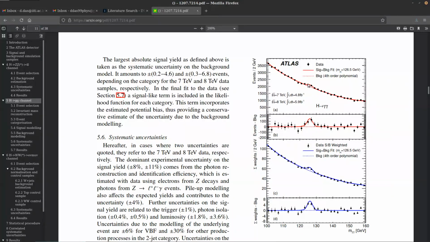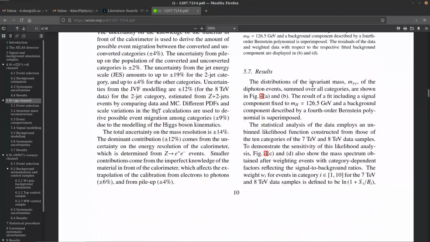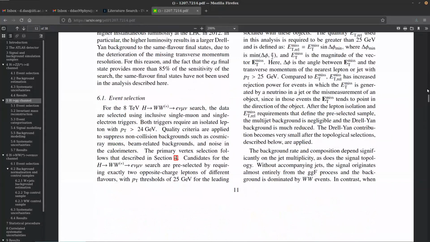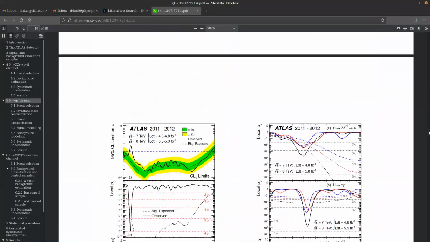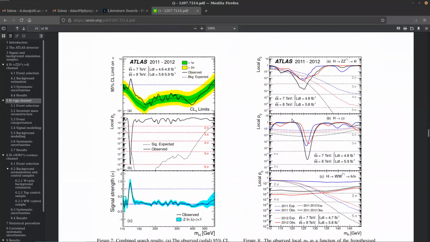Okay. So then you basically see this many events. After you have an idea about the background, like how many source photons you can observe, you do the same kind of analysis. You calculate the local p-values. Where was it? And you see this.